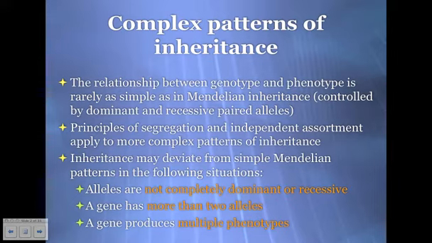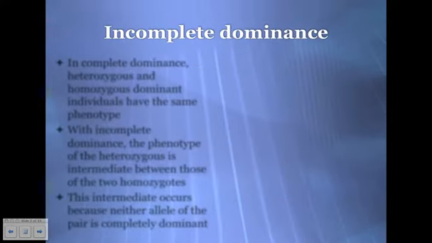We still have some of the principles that Mendel shared, segregation and independent assortment, applying to these more complex patterns, but basically there are a couple of different ways that these other patterns can arise. First of all, alleles may or may not be completely dominant or recessive. At times, a gene may have more than two alleles, although each individual will only carry two. And then sometimes a gene may even produce more than one physical appearance or phenotype.